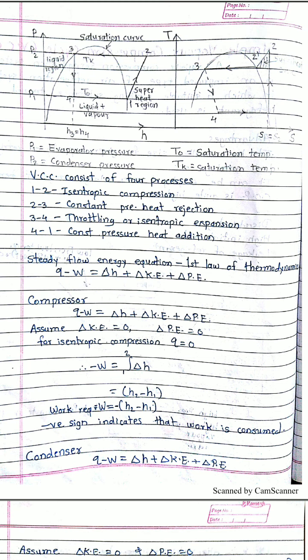Here the negative sign shows that work is consumed. Please remember this point, because the compressor will not produce work. For running the compressor, we provide electricity to that compressor, and only then will the compressor start working. So the compressor is a work consuming device, and it is clear here: W is equal to minus (H2 minus H1).